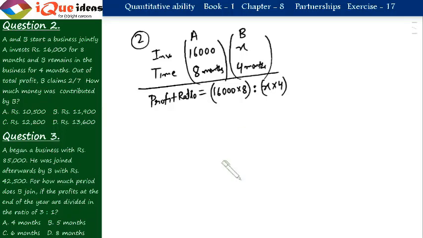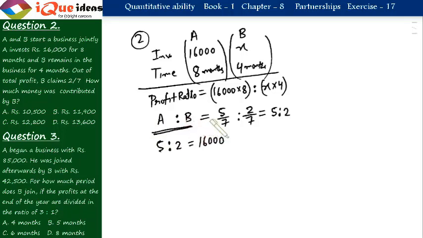Now that means A is to B profit ratio should also be equal to, if B is 2/7, that means A would be 1 minus 2/7, and that is 5/7. Right? So the profit ratio of A is to B should also be equal to 5/7 is to 2/7, which is 5:2. This means 5:2 is equal to 16,000 into 8 is to X into 4. So you just need to simplify this. So 5 divided by 2 equal to 16,000 into 8 divided by X into 4.